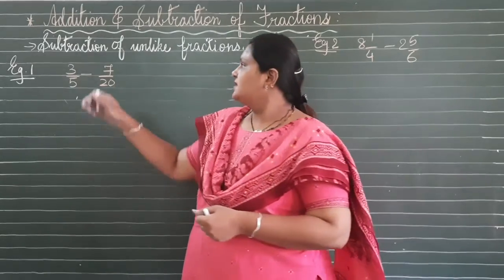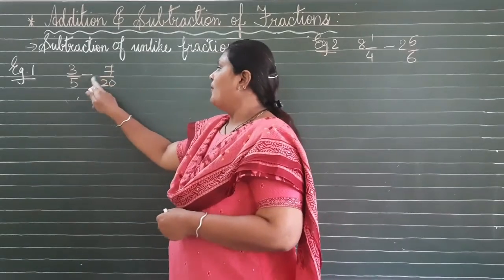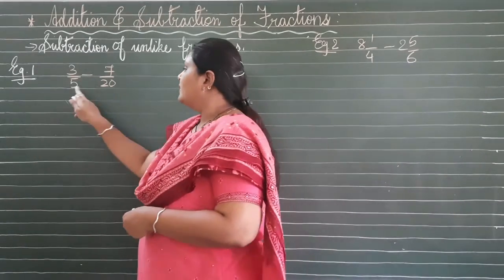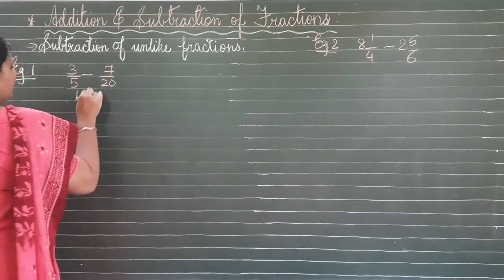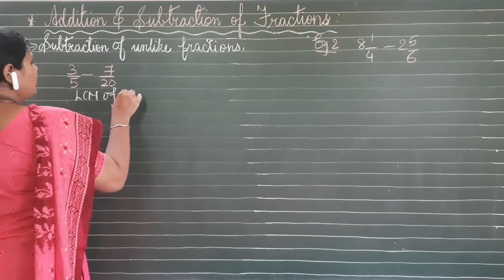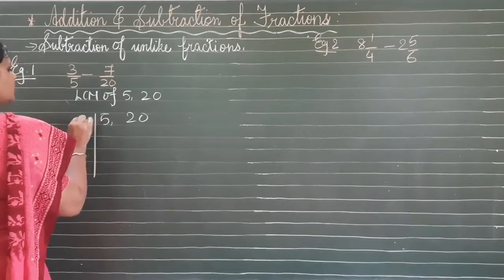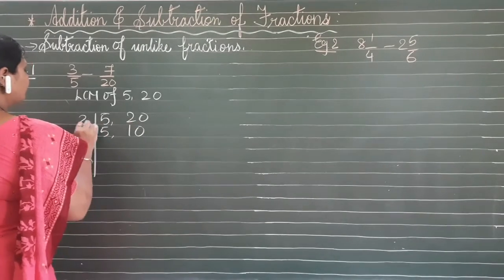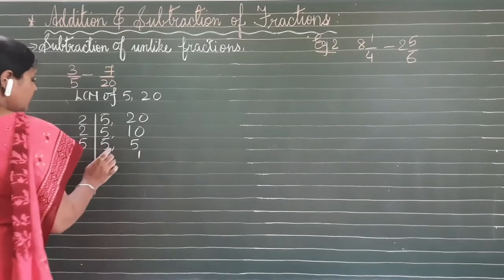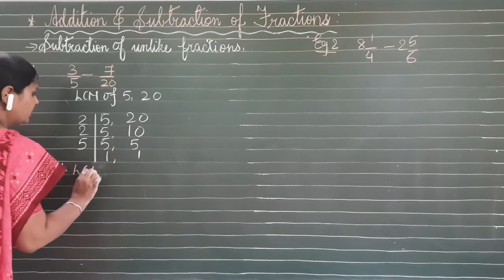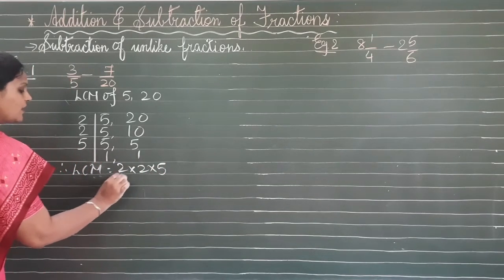Now let us see subtraction of unlike fractions. 3 upon 5 minus 7 upon 20. Different denominators. Again we will find out LCM of denominators. LCM of 5 and 20. We will start with 2. Here LCM is 2 into 2 into 5. 5 2s are 10, 10 2s are 20.